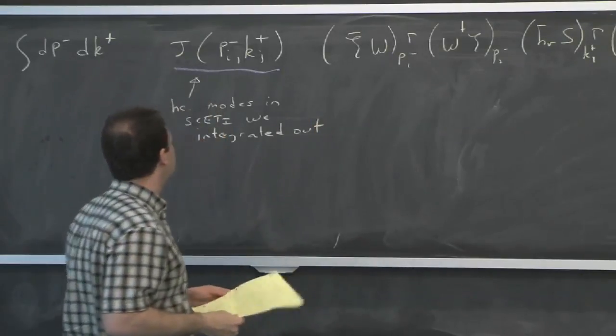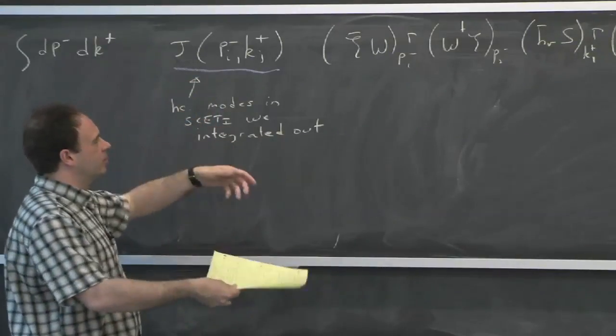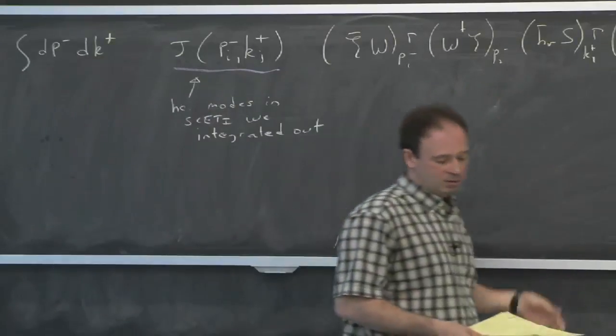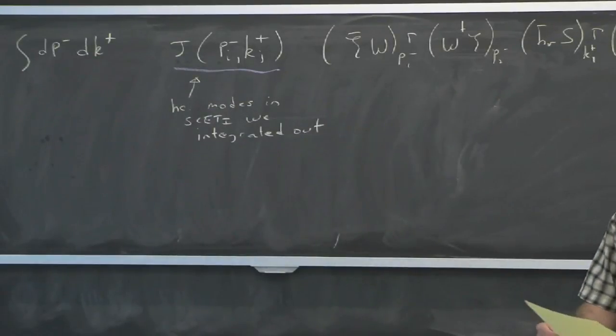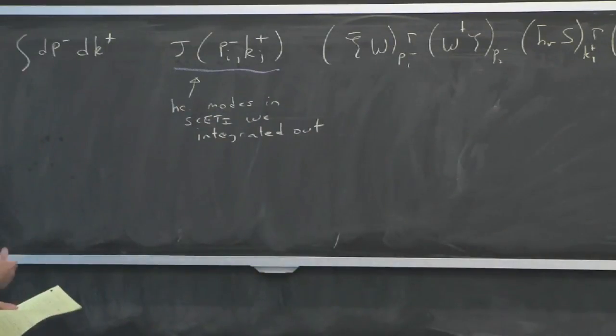So the difference between this and a SCET1 matching, where you're integrating out the hard scale, is you're already getting sensitivity here to the plus momentum of the soft. That's one difference. Okay, so this is a general procedure for constructing SCET2.